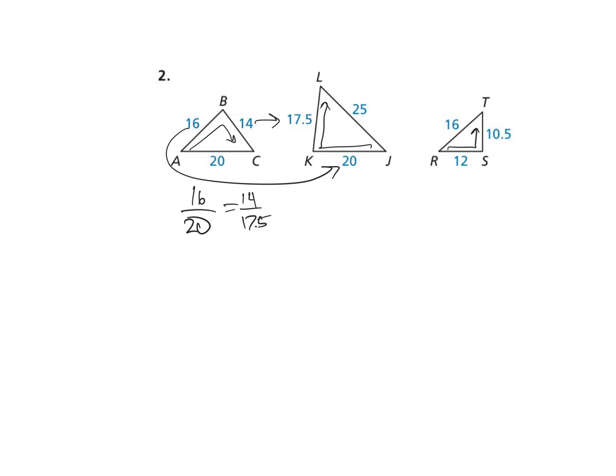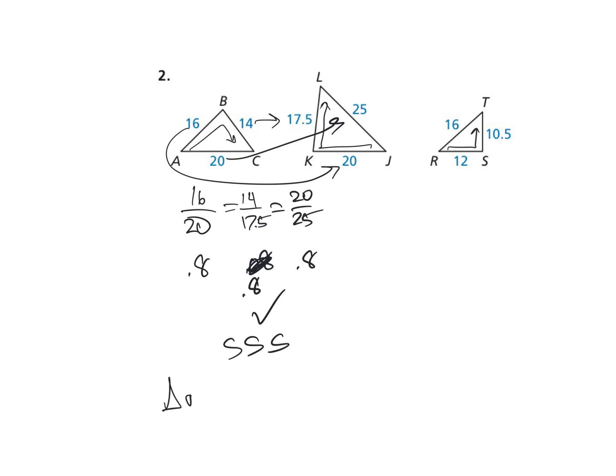16 divided by 20 is going to be 0.8, and 14 divided by 17.5 is 0.08. So right there, you have a problem. Let's just verify, make sure I didn't hit a button. 17.5. Nope, that's 0.8. My bad. So yes, 0.8. That's why we double check. And then the last one, 20 must be to 25. So 20 divided by 25 is going to be 0.8. So yes, by side, side, side, triangle ABC is similar to triangle JKL.